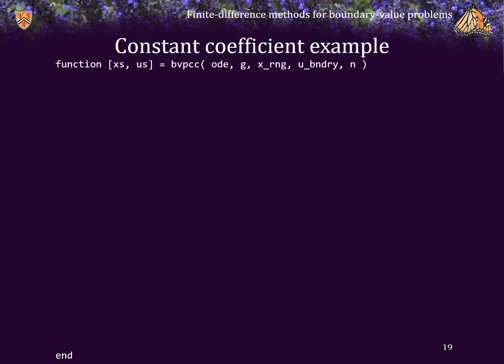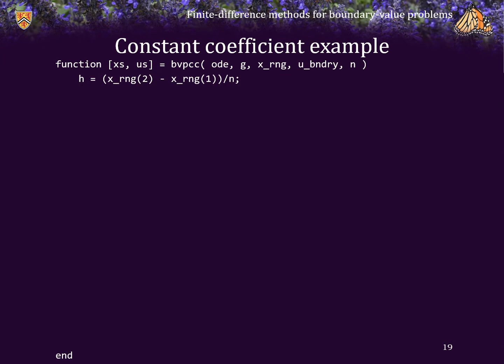The third parameter is the x range, that is the interval from a to b, and this is represented by a two-dimensional vector. The next parameter is a vector of 2 entries, which once again represent the boundary value at both the left and right endpoints. So u at A and u at B respectively. The third argument is the number of intervals into which the x range will be broken into.